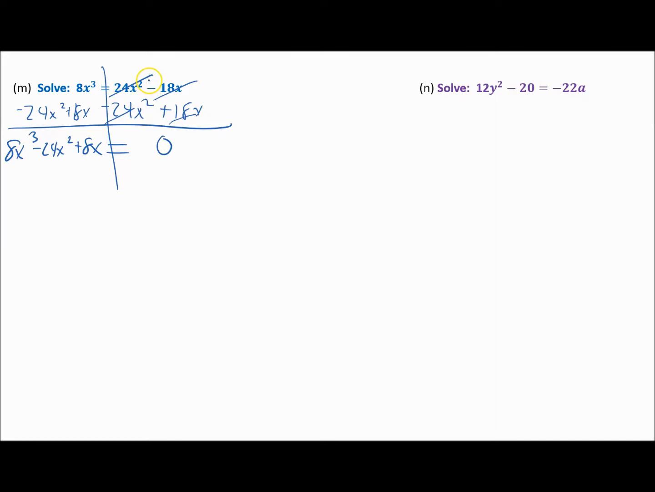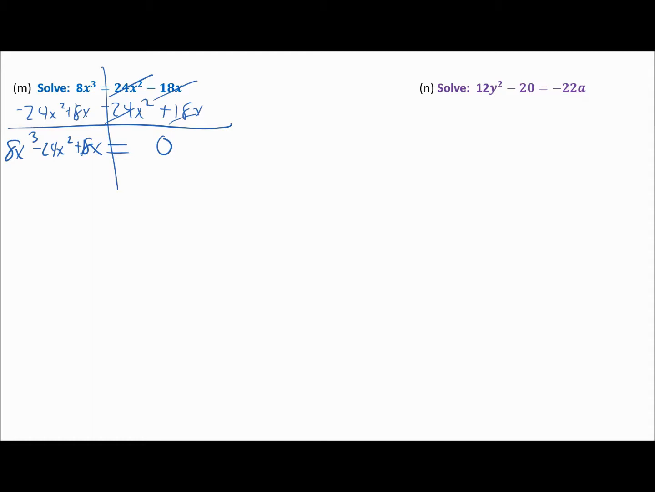Like 24x squared, I wanted it on the other side, now it's negative 24x squared. Negative 18x, I wanted it on the other side, now it's positive 18x. I almost lost a sign there, didn't I? Now I'm looking to factor.